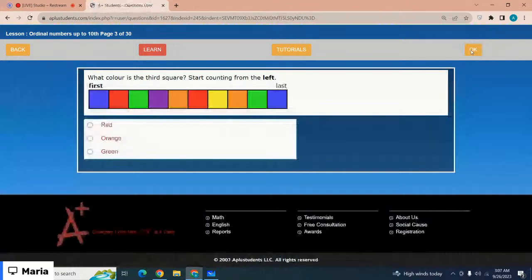What color is the third square? Start counting from the left. So you have to count from the left. The third square is red, orange, green. Which is the correct option? The third one is, very good, that would be green.